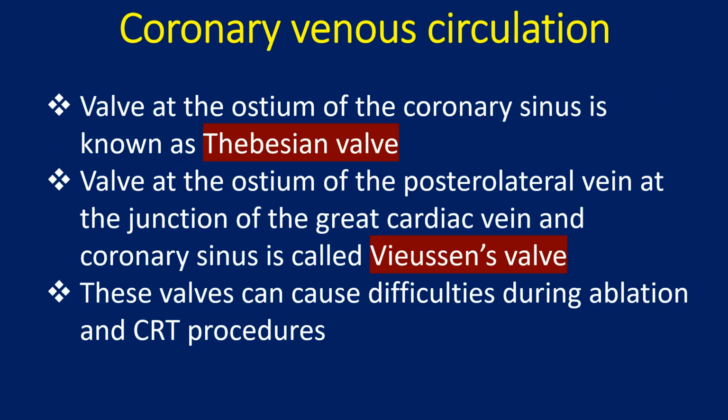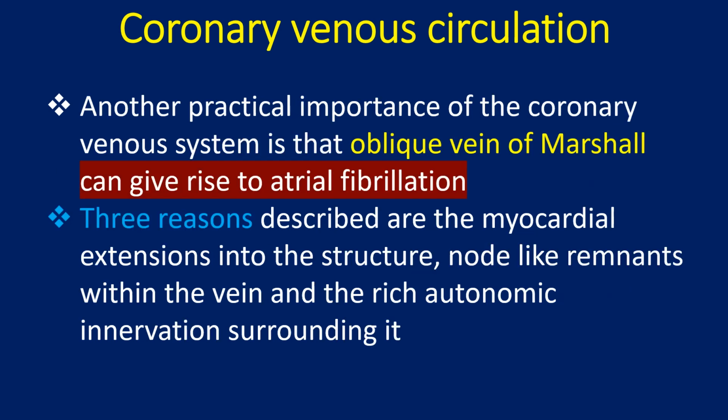Valve at the ostium of the coronary sinus is known as Thebesian valve. Valve at the ostium of the posterolateral vein at the junction of the great cardiac vein and coronary sinus is called Vieussens' valve. These valves can cause difficulties during ablation and CRT procedures. Another practical importance of the coronary venous system is that oblique vein of Marshall can give rise to atrial fibrillation. Three reasons described are the myocardial extensions into the structure, node-like remnants within the vein, and the rich autonomic innervation surrounding it.